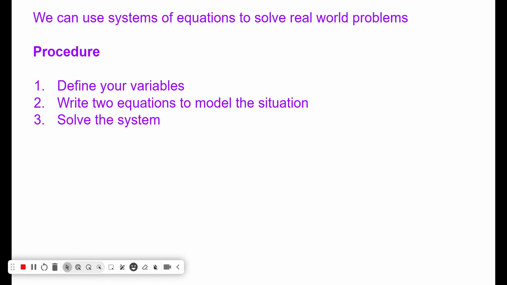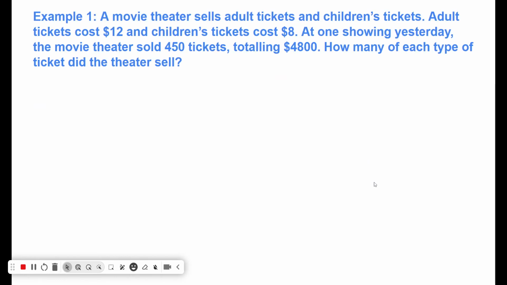Three key steps here. We're going to define our variables. That's got to be the first thing we do. Pick an X, pick a Y, pick stuff that we are familiar with, and then use that. Write two equations to model the situation, and then solve the system. I think the easiest way to show you all how to do that is through examples. So get this written down, and then we'll go on from there.